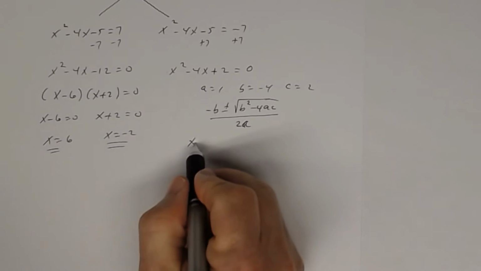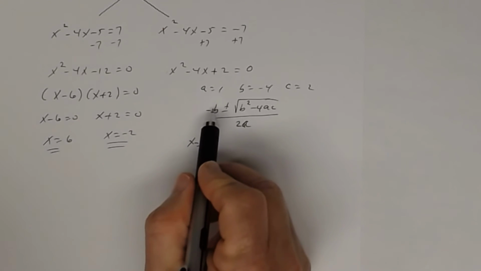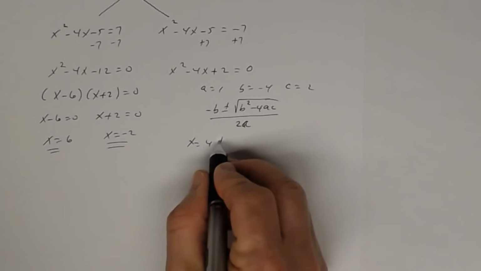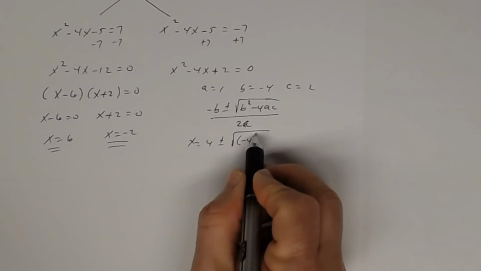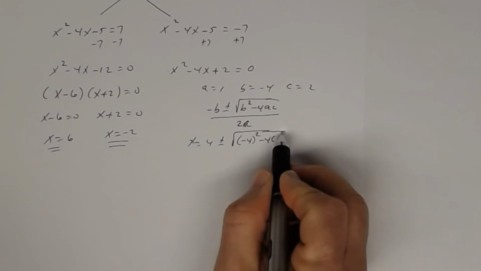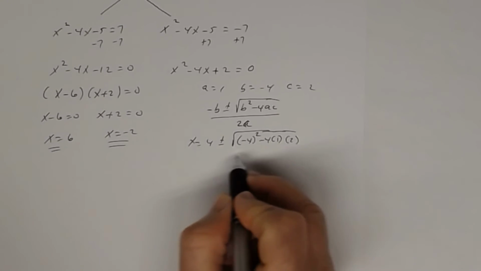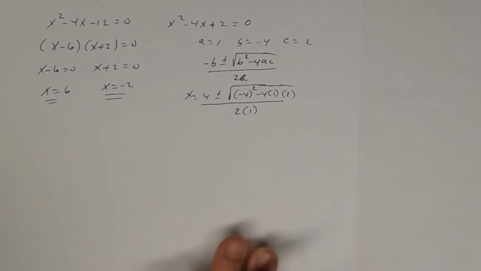Okay, so we get x equal the opposite of b. So b is a negative 4. The opposite of negative 4 is a positive 4. Plus or minus the square root of b squared, so negative 4 squared, minus 4 times a, which is 1, times c, which is 2, all divided by 2 times a, and a is 1.